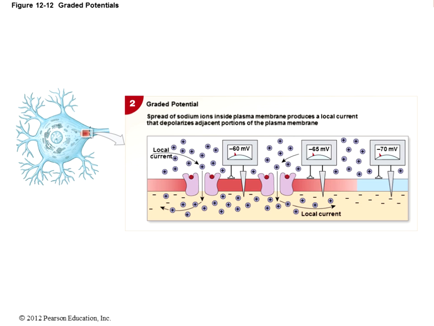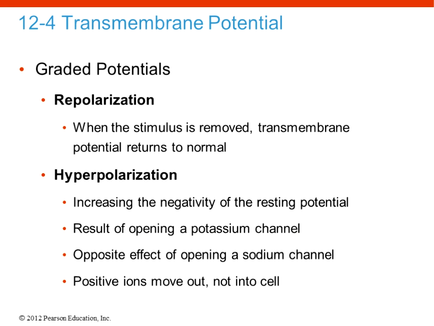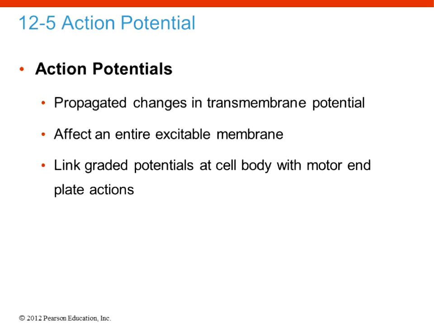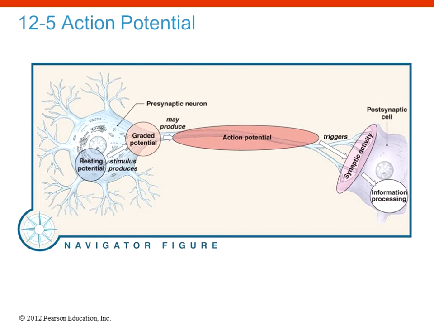So you might get a change to -65, but it's not going to spread that far because it hasn't reached what we call threshold yet. Okay, and so when the stimulus is removed, we're going to see repolarization, which is returning back to -70. And I already mentioned hyperpolarization can happen as well, which is increasing the negativity of that resting potential. All right, so that is a graded potential.